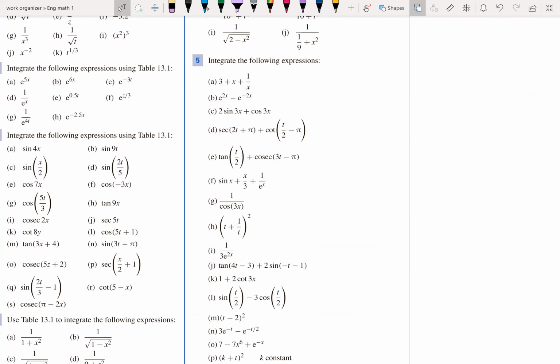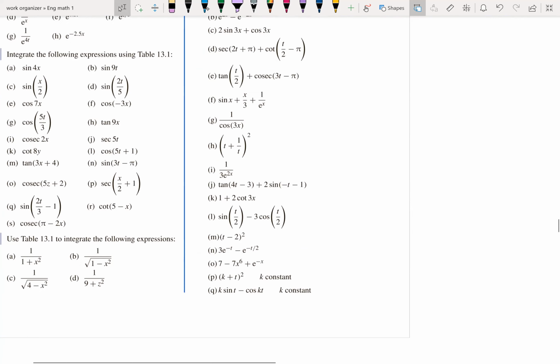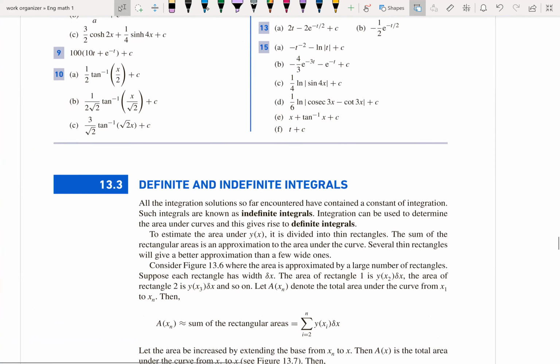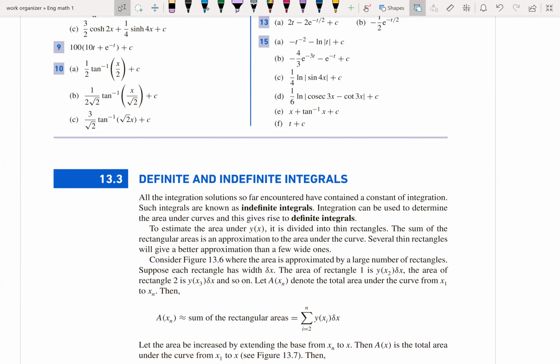Next we go for definite and indefinite integrals. When it involves a constant of integration, which is c, this is what we call indefinite integrals. When we use integration to find the area, this is what we call definite integrals.